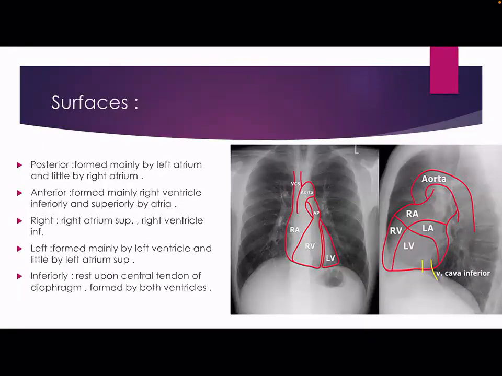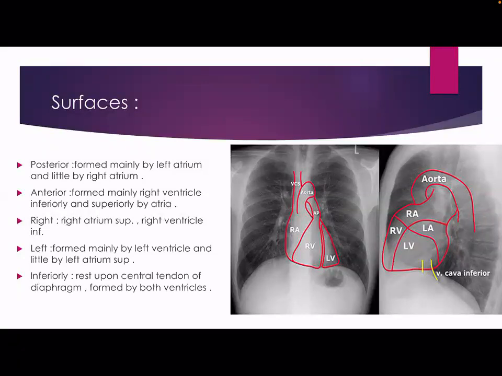Surfaces of the heart. The posterior surface is formed mainly by the left atrium and to a lesser extent by the right atrium. In this lateral chest X-ray, we can see posteriorly the left atrium forming the posterior border of the heart and a little by the right atrium.